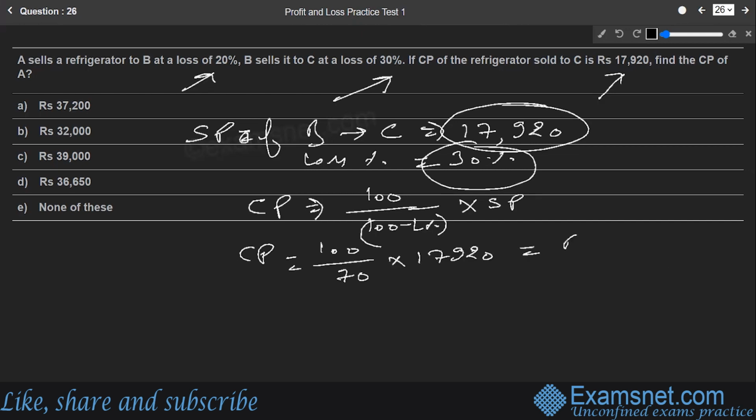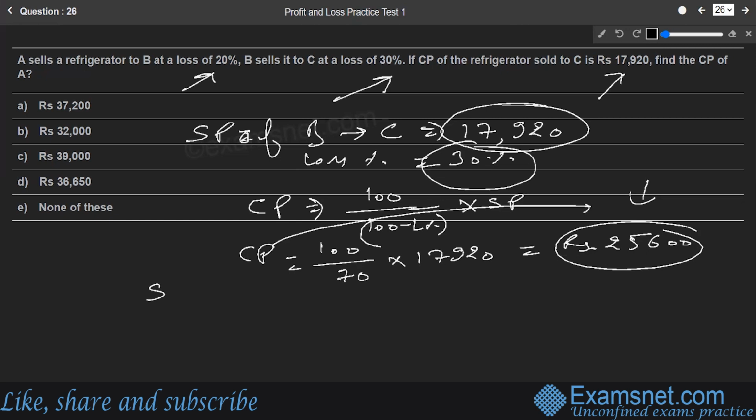If you solve this further, this comes out to be rupees 25,600. So 25,600 rupees is the selling price from A to B, because this 25,600 rupees would have been taken by A from B. So we can easily write that the cost price of B is nothing but the selling price of A, because the deal has happened between A, then B, then C. So whatever is the cost price of B will serve as the selling price for A, which is rupees 25,600.